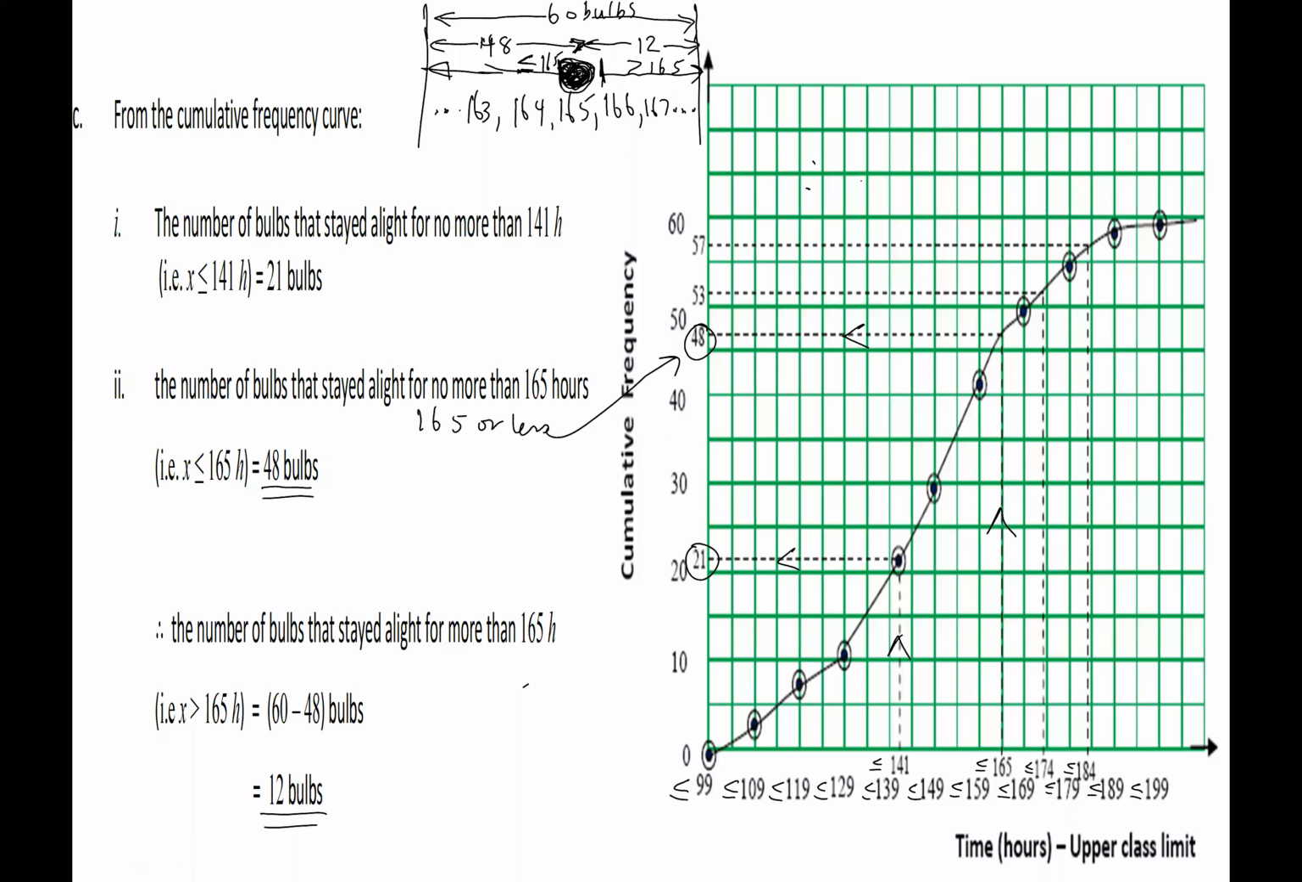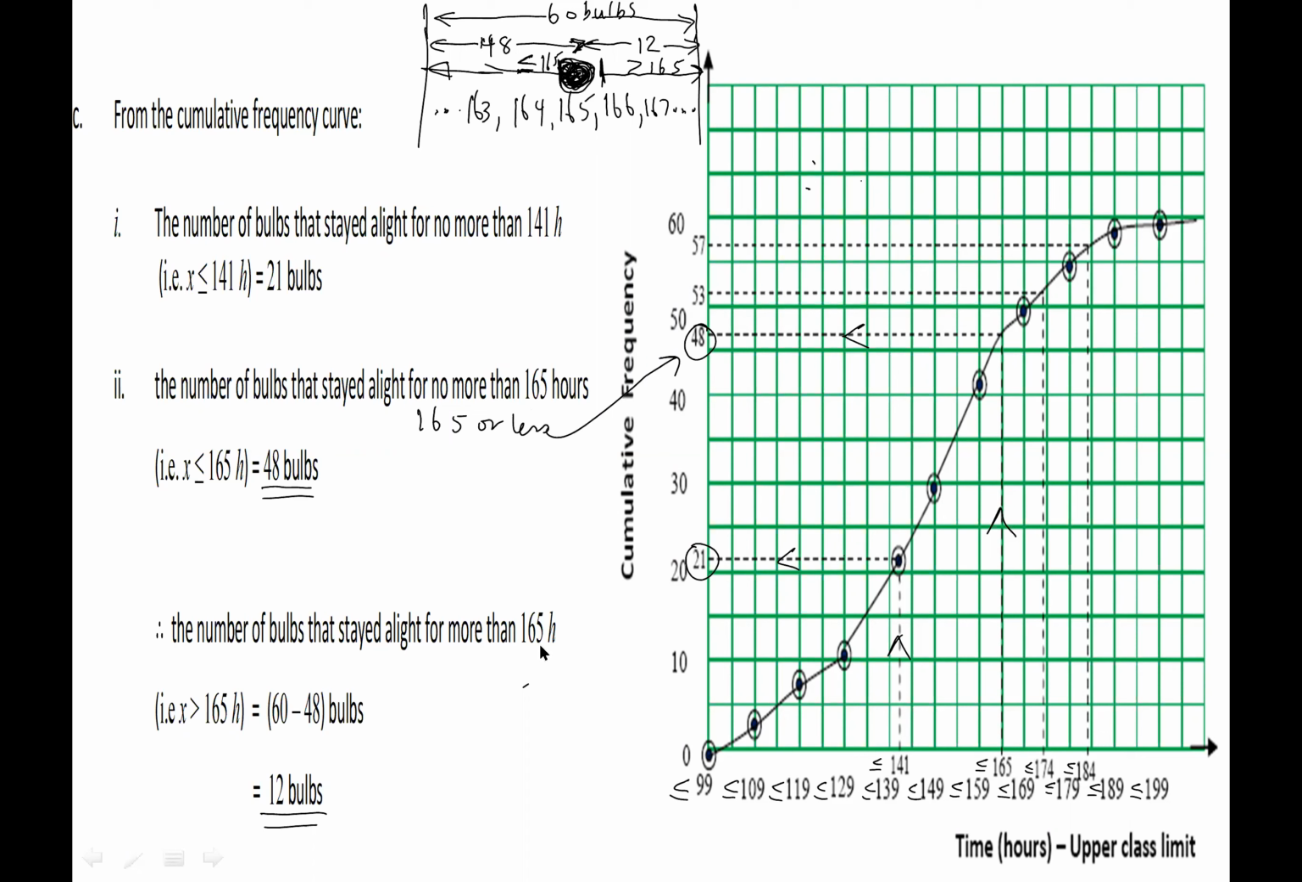The second one, they said, find the number of bulbs that stayed alight for more than 165 hours. Now, we cannot find directly more than 165 hours from here because these give us less than or equal to values, or no more than values, right? Less than or equal to 99, we had the value here. Less than or equal to 109, we knew the value. We do not know directly from here what they want. No more than, sorry, for more than 165 hours.